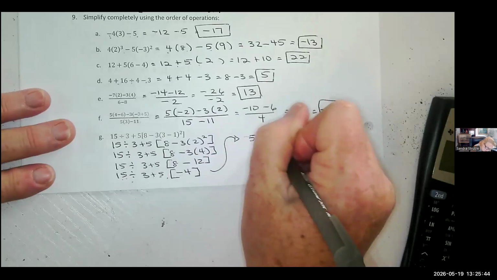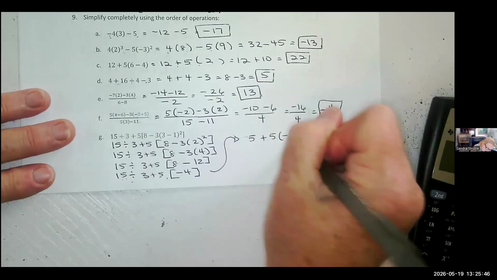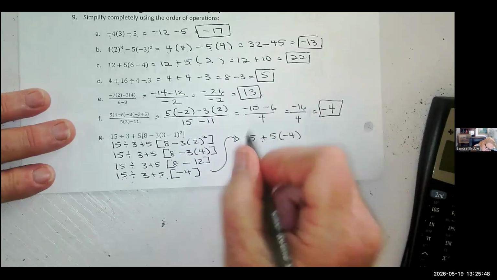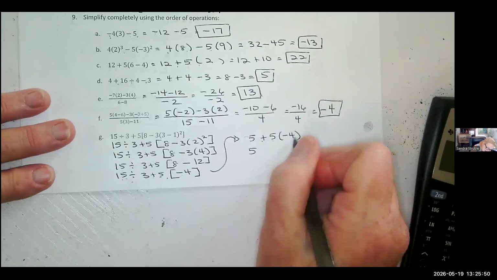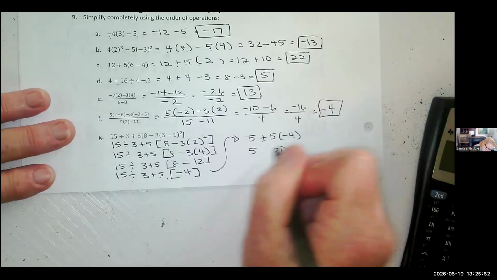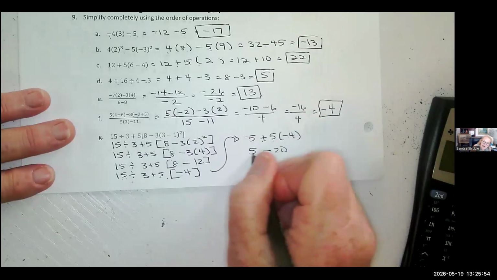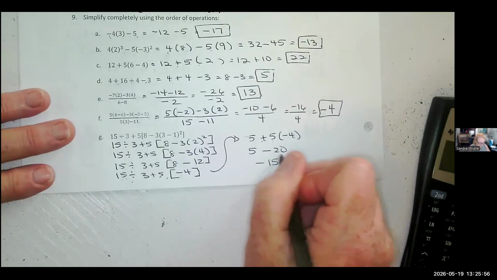And then multiply before addition. 5 times 4 is 20. Positive times a negative is a negative. Now we can combine these two. Signs are different, so you subtract and take the sign of the larger number.